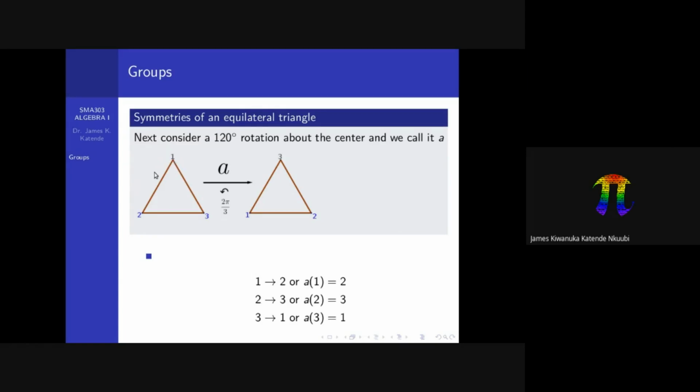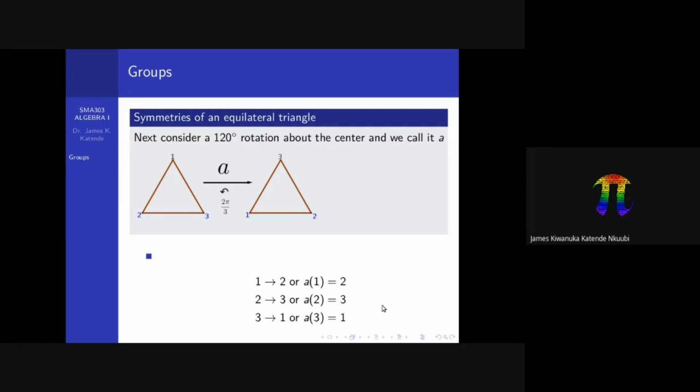If you take it through 120 degrees, 1 will move to where 2 is. So we have 1 goes to 2. You can see 1 has moved to where 2 was. What will happen to 2? 2 will move to where 3 is. And there it is. So 2 goes to 3. And 3 will move to where 1 was. So 3 now takes the place of 1. So 3 goes to 1. So again, as a function, you can write it as A of 1 is 2, A of 2 is 3, and A of 3 is 1.